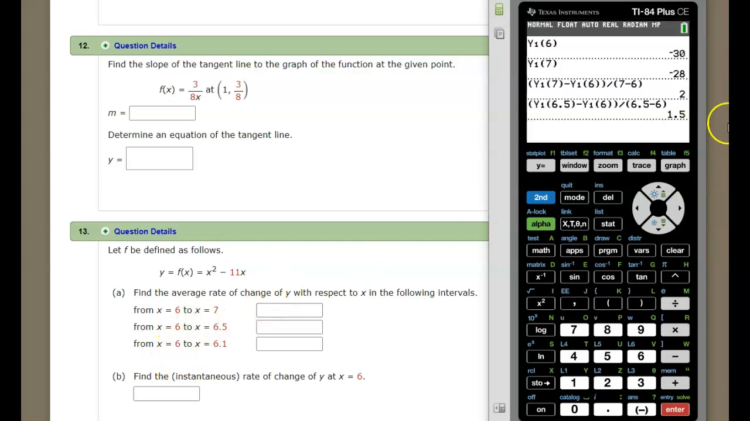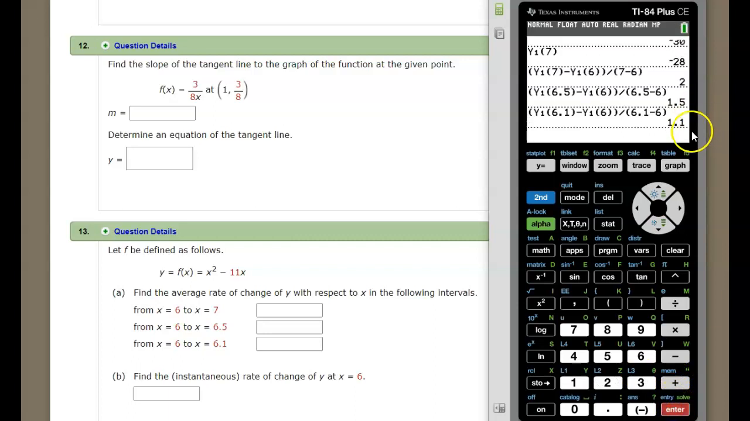I'll do the last one by going up and grabbing it. Now, if you do second enter like this, it goes up and grabs the formula. So if you only have a TI-83, you still can do this. I'm going to go over to the beginning. I want 6.1. Hit enter, and it gives me 1.1. So I can see that the first one was a 2, the next one's a 1.5, and the next one's a 1.1. It looks like my slope is going towards maybe 1.